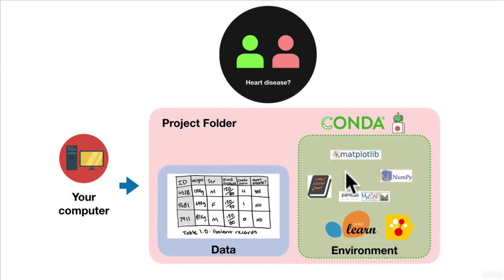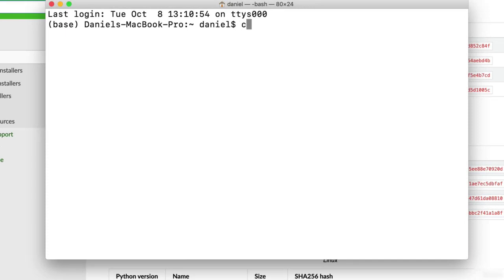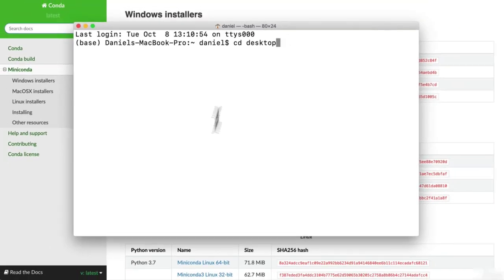Now this base environment comes with the default tools, but we want to create our own custom environment within our own custom project folder. So how would we do that? Well, first of all, we're going to change directory to the desktop. We can do that by typing cd desktop, where cd means change directory. And if you're wondering what a directory is, it's kind of like a folder.